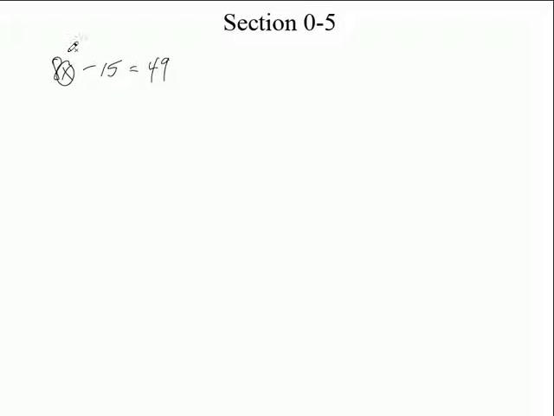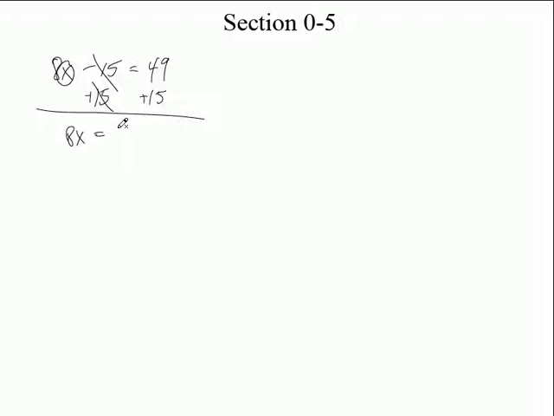So first thing we do is we get rid of what's being added or subtracted first. So what is being added or subtracted to this X term? The 15. So I'm going to get rid of that. It's being subtracted, so I add it. So I add a 15 to both sides. 15s add up to 0. They cancel out. Bring everything else down. So that's an 8x equals 49 plus 15.